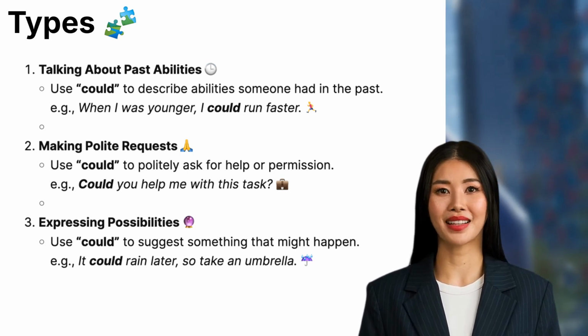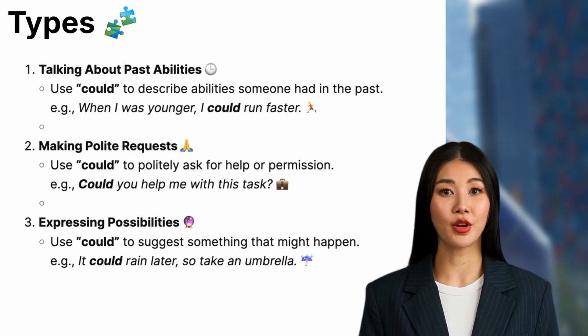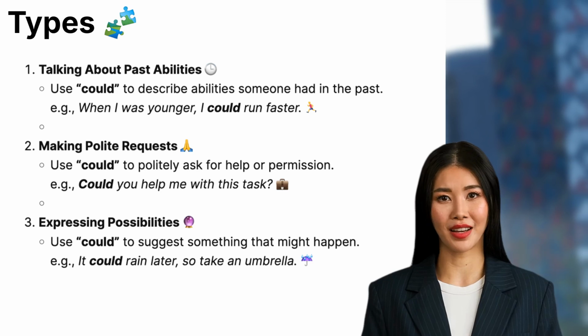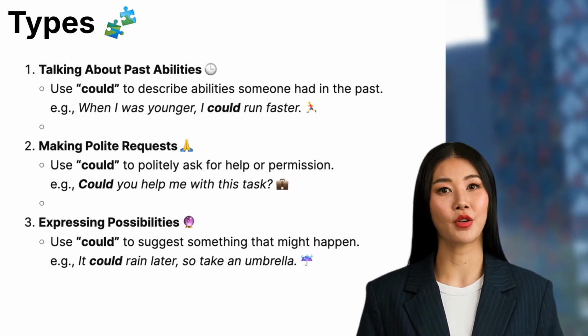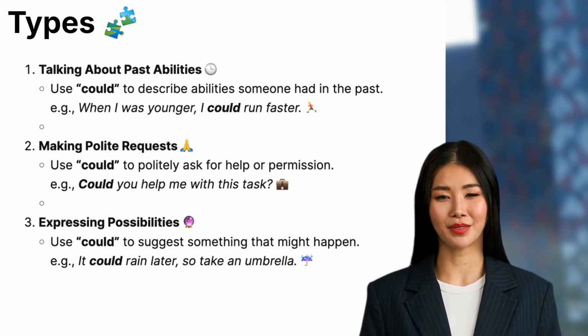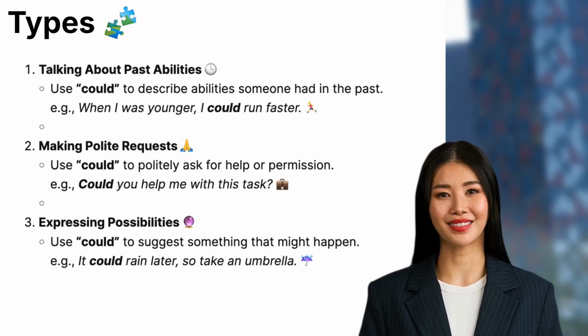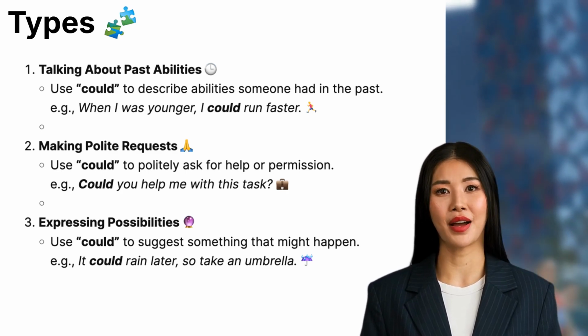2. Making polite requests. Use could when asking for help or permission in a polite way. It sounds more formal than can. Example: could you help me with this task? This means I am politely asking for your help.